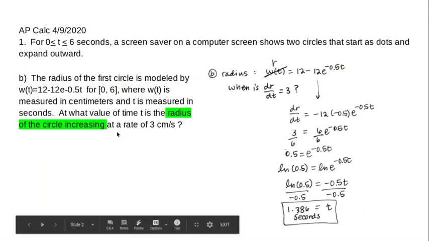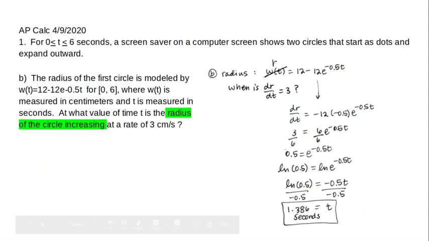Now for part B, it says the radius of the first circle is modeled by this function over the time interval from 0 to 6, where W of t is measured in centimeters and t is measured in seconds. Over here in this function, it just didn't copy well. This should be e to the negative 0.5t. Now, at what value of time t is the radius of the circle increasing at a rate of 3 centimeters per second? Okay, anyway, I started with a function that was given, and that, remember, is the function for radius. Why they gave it to us in terms of W of t, I have no idea. I crossed it out. I'm calling it r.